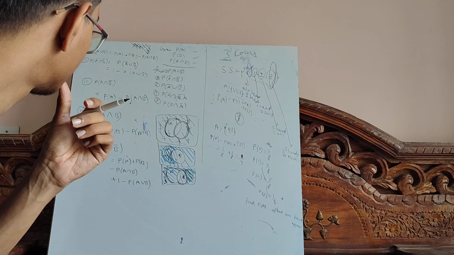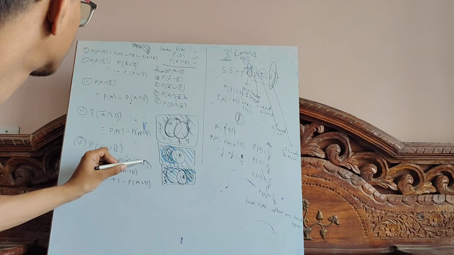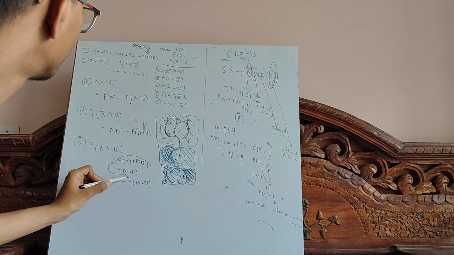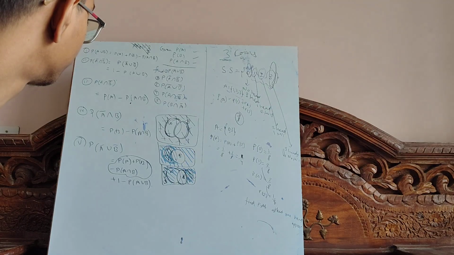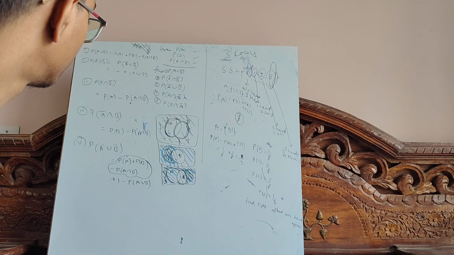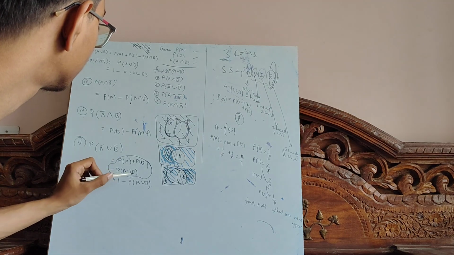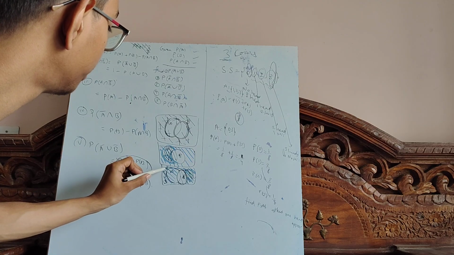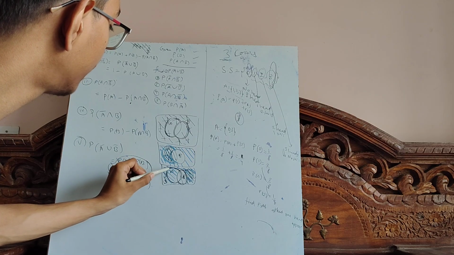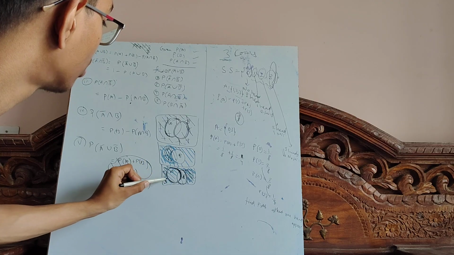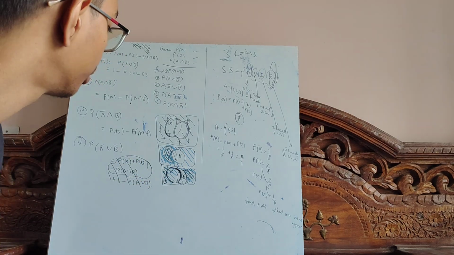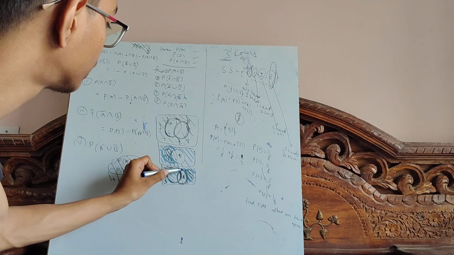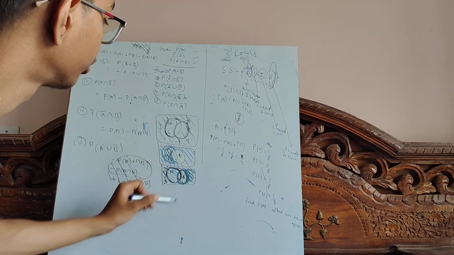So this is my... no, something is wrong. A complement means complete outside but not A. B complement means complete outside but not B, right?